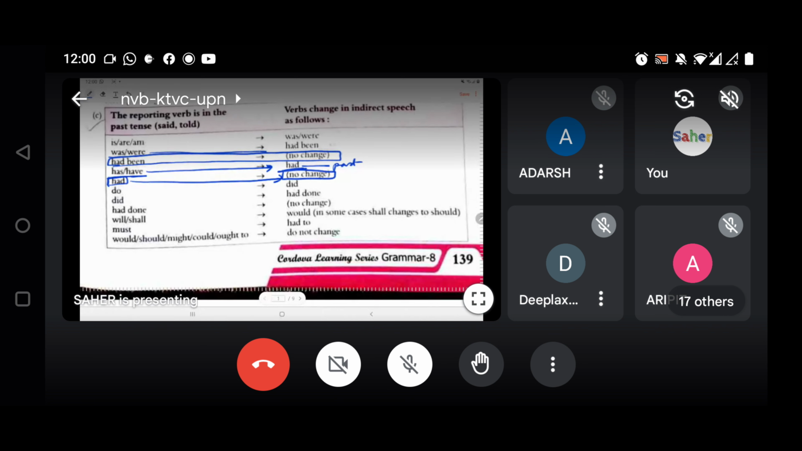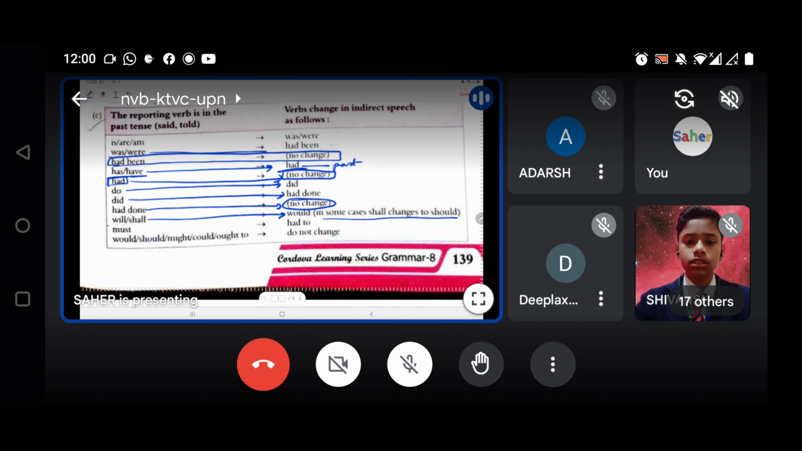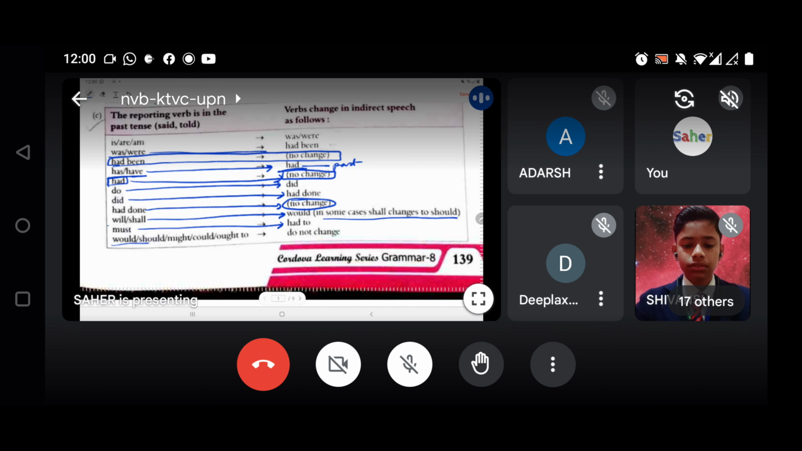Okay, do will change into did, and did will change into had done. But had done will not change. There will be no change in had done. Will and shall will change into would, and in some cases shall can change into should, while giving a suggestion. Then must will change into had to.